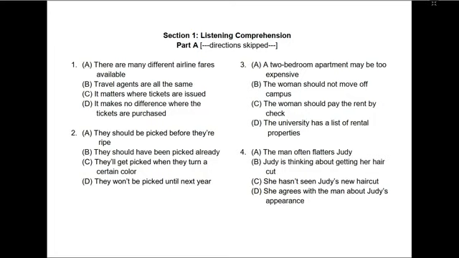Part A. Directions. In Part A, you will hear short conversations between 2 people. After each conversation, you will hear a question about the conversation. The conversations and questions will not be repeated. After you hear a question, read the 4 possible answers in your test book and choose the best answer. Then, on your answer sheet, find the number of the question and fill in the space that corresponds to the letter of the answer you have chosen.